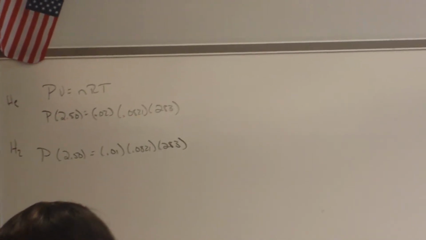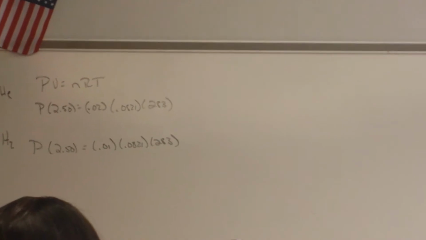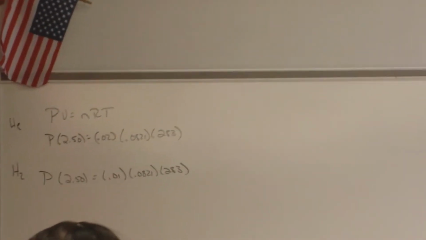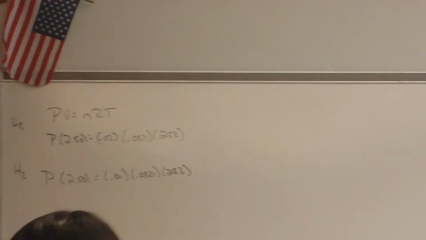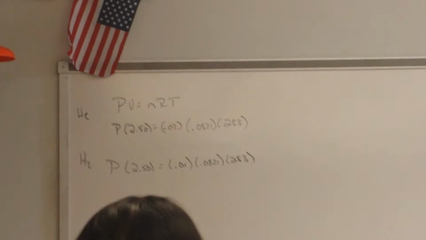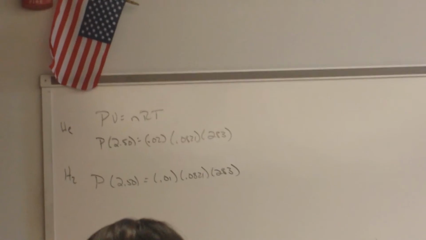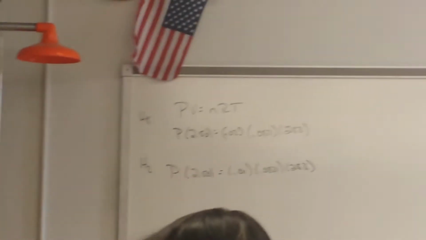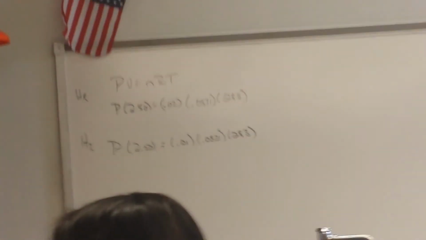I'm just wondering, why would you use 2.5 for both of them? Because the whole flask was 2.5 liters. So what I'm doing is, I'm putting them all in the same flask. Here's my flask. If this is 2.5 liters, I put the hydrogen and the helium in here. Did I change the volume of my flask?